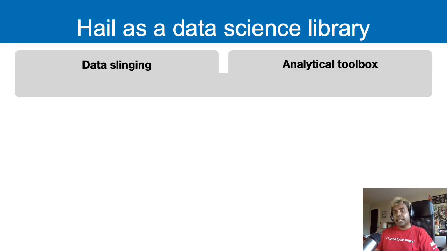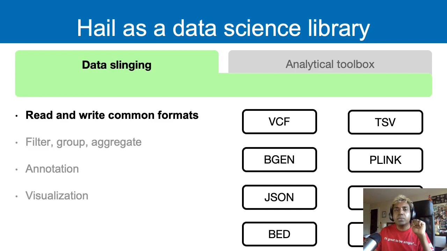So Hail, as a data science library, has two sections here: the data slinging and the analytical toolbox. When it comes to data slinging, or just importing your data, which means reading and writing your data, you could read from VCFs, TSVs, BGENs, plinks, JSON files, GEN files, which is a non-binary version of BGEN, BED files, which is a plink file, and GTF files, which is something you would get from RNA sequencing outputs.